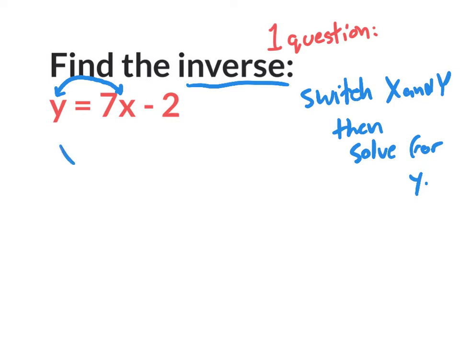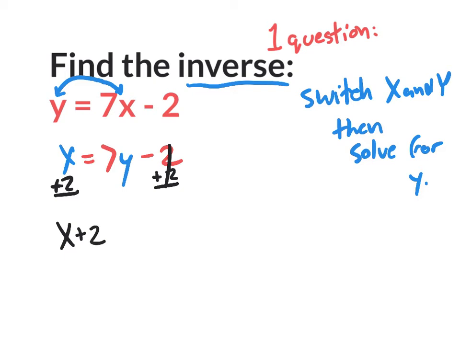So I'm going to switch. I'm just going to magically switch. Instead of y equals, it says x equals. Instead of 7x, it's going to say 7y, and then minus 2 at the very end. So I have switched my x and my y, and now I need to rewrite it in function form, right? I need to get the y by itself. So I need to add 2. You can't really add x plus 2, so I'm just going to rewrite it. X plus 2 equals 7y.